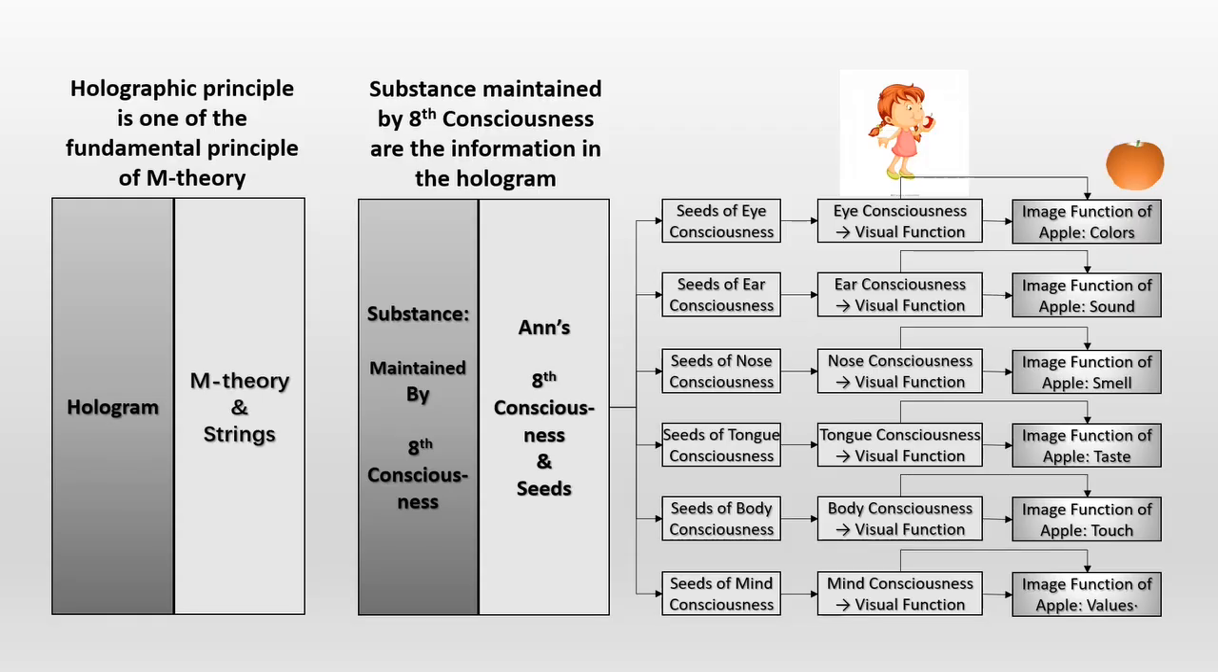Many theories, for example AdS/CFT correspondence, show that the holographic principle is one of the fundamental principles of M-theory. The hologram in string theory is the substance in Yogacara Buddhism which is maintained by the seeds of the eighth consciousness, as previously shown. Whatever one experiences, the activation of seeds from one's eighth consciousness and the information in the substance are sources of one's experiences. Therefore, the hologram in string theory is what Yogacara Buddhism calls substance.